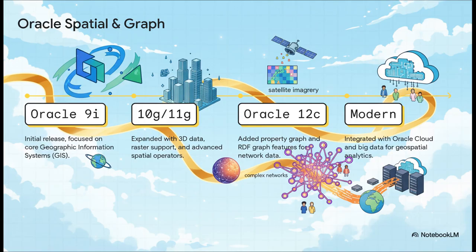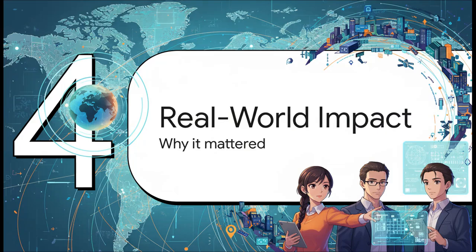But the really massive leap, the game changer, came with 12C. That's when the graph side of the equation was fully brought into the fold for analyzing super complex networks. And today, it's a core piece of Oracle's cloud, powering geospatial analytics on a massive scale. Okay, so we've got the tech, we've got the history, but what did this actually do for people? What was the real-world impact?